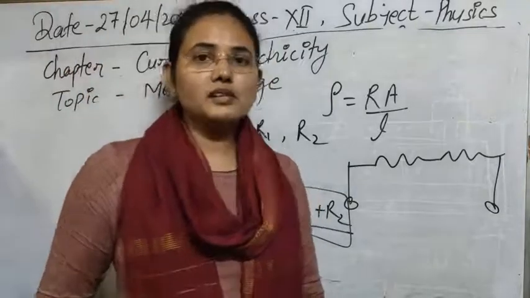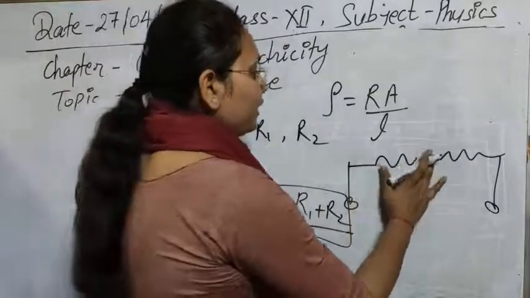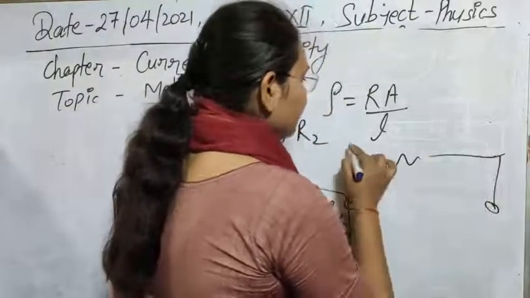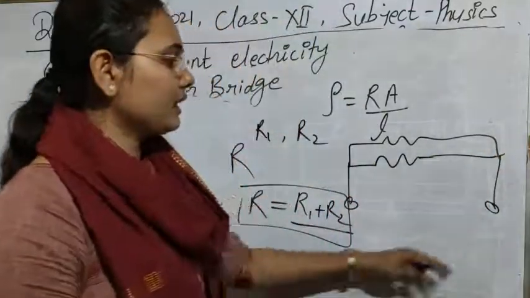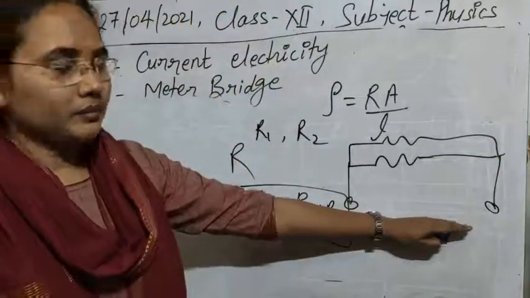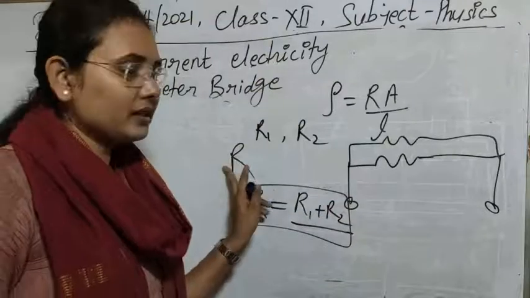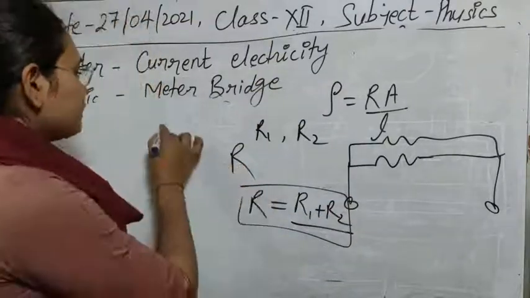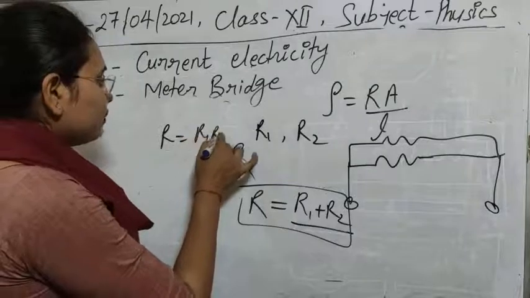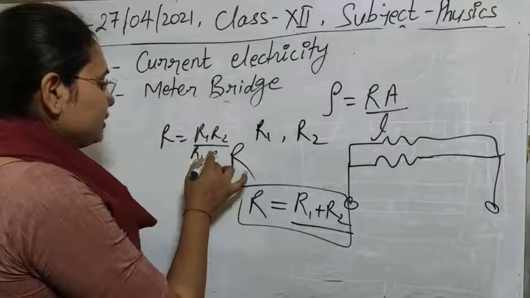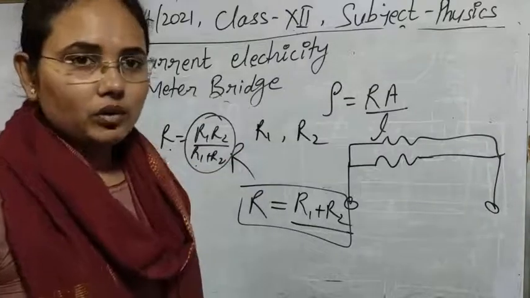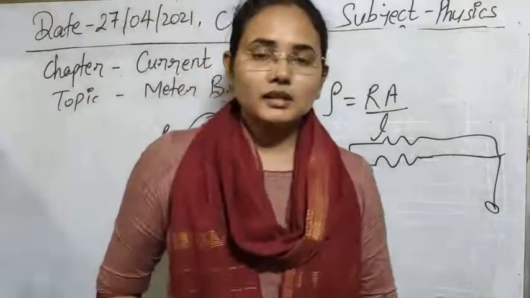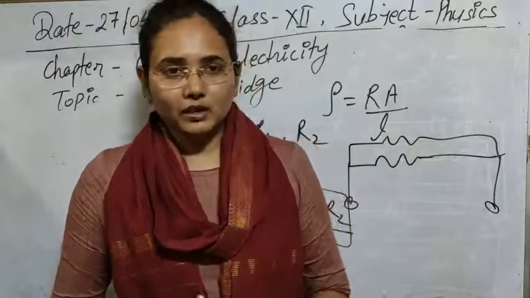For the parallel combination you can also verify. We use two wires in parallel, join them in this way, and connect them in the right gap. Then again you can calculate the combined resistance. If R is obtained, calculate R1 R2 upon R1 plus R2, and if this is equal to R, then obviously the parallel combination law is also verified. So we can verify different laws here.